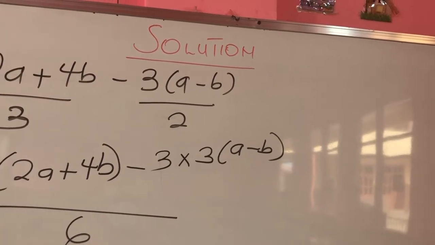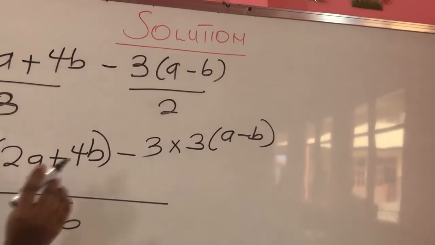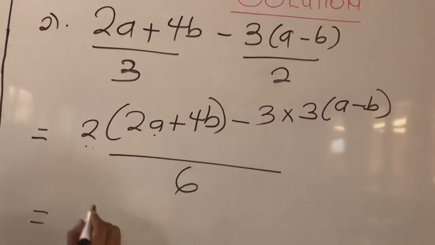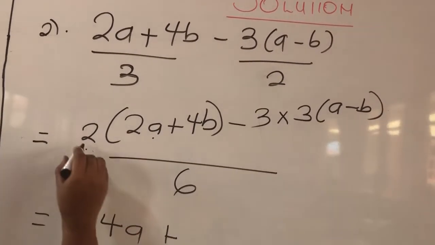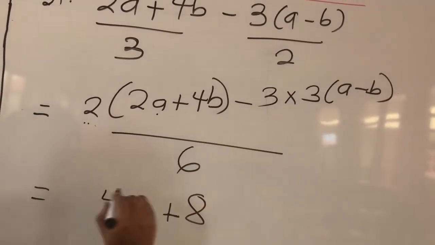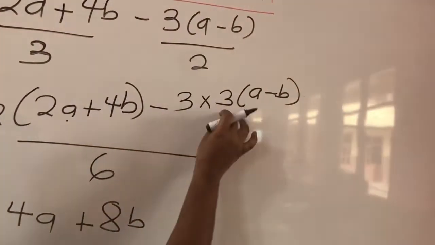So I hope you see how it's going. Okay, so we are going to open the bracket. That's the next step. 2 times 2A, you have what? 4A. Plus 2 times 4B, you have what? 8B.